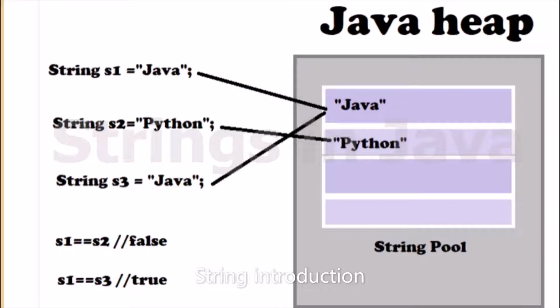Now the statement s1 == s2 will return false because s1 and s2 are pointing to two different strings. And s1 == s3 will return true because s1 and s3, these two reference variables, are pointing to the same string Java.